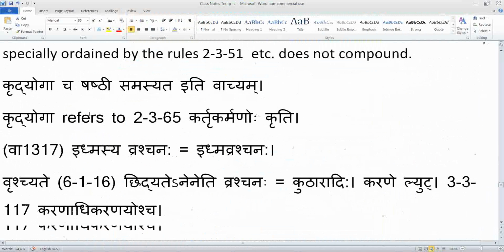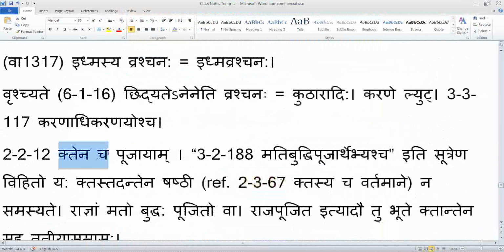So this comes: tenacha pujayam nishedhaha. Is this matibuddhipujarthe? Even though Panini says only pujayam, he means in these meanings. Okay, this matibuddhi pujarthe vyascha sutre vihitaha yaha tadantena shashti na samasyate. When you see rajnyam mataha, rajnyam buddha, rajnyam pujitaha, we will not get a compound rajapujitaha. So he is somebody who is well regarded by the kings. Okay. Now this is vartamane.